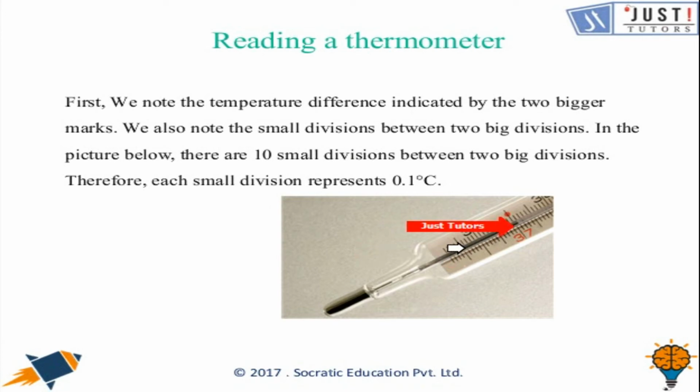So for example, if the level of mercury is at 37, it means the temperature is 37 degrees Celsius. And if the level rises one more small division, then it would be 37.1 degrees Celsius.